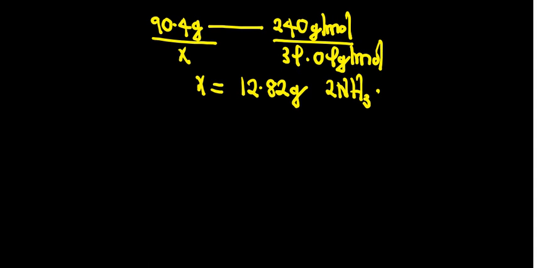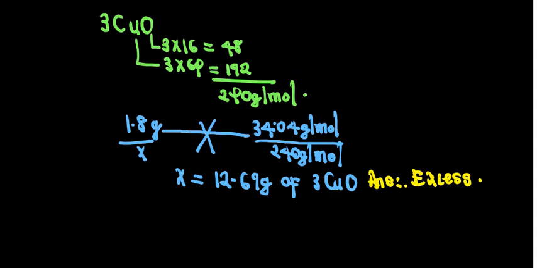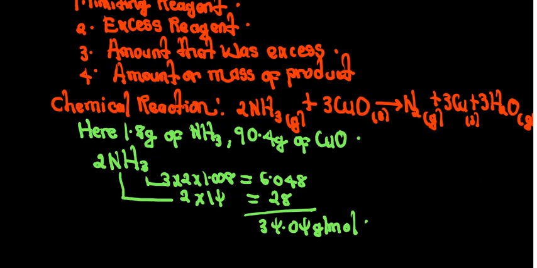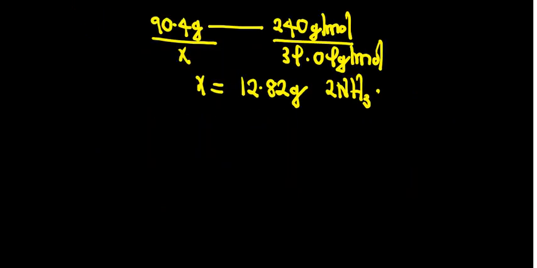So now we have to look at what we are given. What were we given in this chemical reaction? We were given 1.8 grams, and we need 12.82 grams for this chemical reaction to occur, or for the NH3 to react with copper oxide to form the product. This is what we need. So what does this imply? It implies that this was very limiting, and this was our limiting reagent. So basically, that's how you get to find the one that was limiting and the one that was in excess.